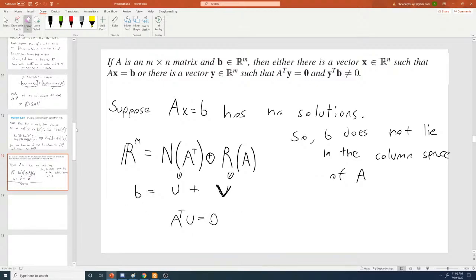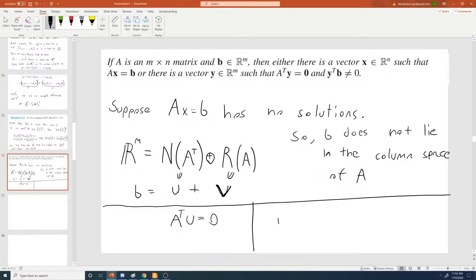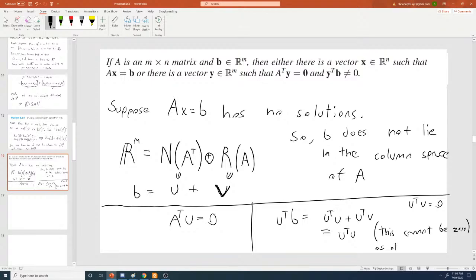But it also implies that U transpose times B is going to be equal to U transpose times U plus U transpose times V, but because V is in the column space of A and U is in the null space of A transpose, we have U transpose V is equal to 0. So this is just equal to U transpose times U, and this cannot be 0, as otherwise U would have to be equal to 0, and B would lie in the column space.